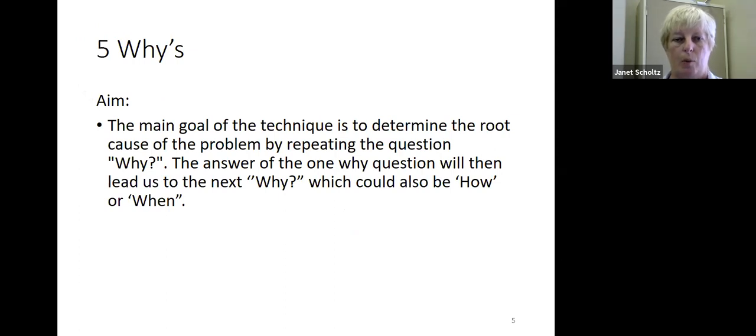Now we're going to talk a little bit about the 5 whys, and that's also one of the easiest root cause tools to use. Just a tip, the 5 whys by nature tends to get you to one cause, and sometimes big problems have more than one cause. So you'll see how we can use the 5 whys to get to the bottom of a problem. The main goal of the technique is to determine the root cause of the problem by repeating the question why. The answer to one why question will then lead us to the next why, which could also be the how or the when. Don't get too caught up on the hows and the whens. Just remember to keep asking that question why.